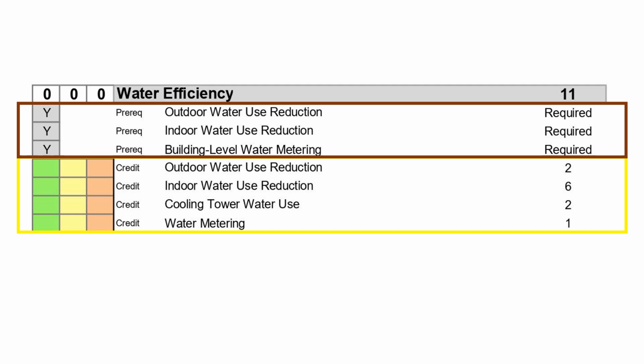Just to show a closer view of prerequisites and credits, this is for the water efficiency credit category. There are 3 prerequisites and 4 credits. The scores corresponding to each credit are also mentioned on the right side.